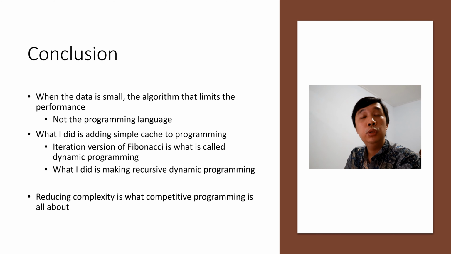And this concludes that when the data is small, it's the algorithm that limits the performance. It's not the programming language or the computer. We are not in the 80s, and modern programming languages and computers are very fast, they are well optimized. And what I did to the PHP code is add a simple cache, essentially turning the recursion into almost iteration complexity. And you know what? Actually, the iterative version of Fibonacci is called dynamic programming, and I essentially made recursive dynamic programming.